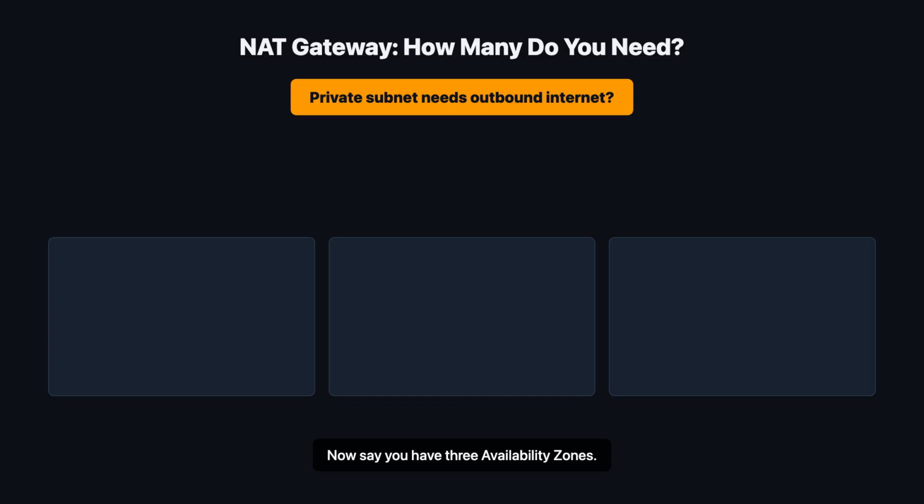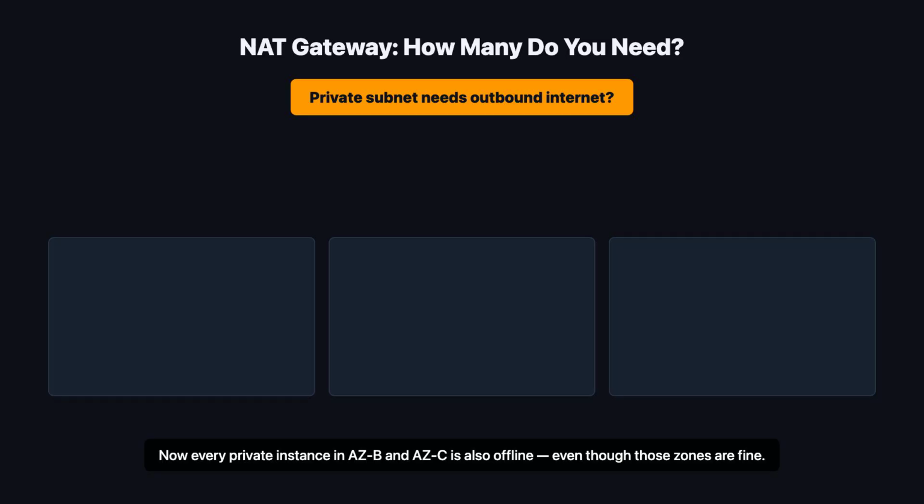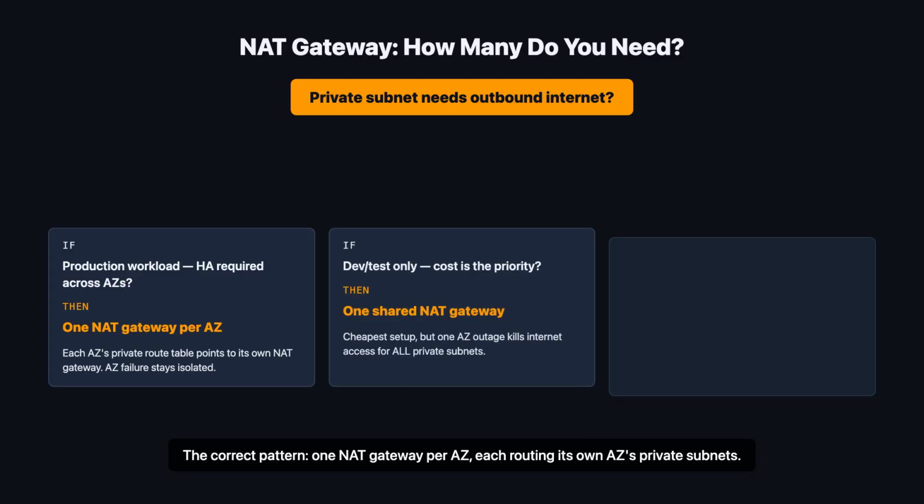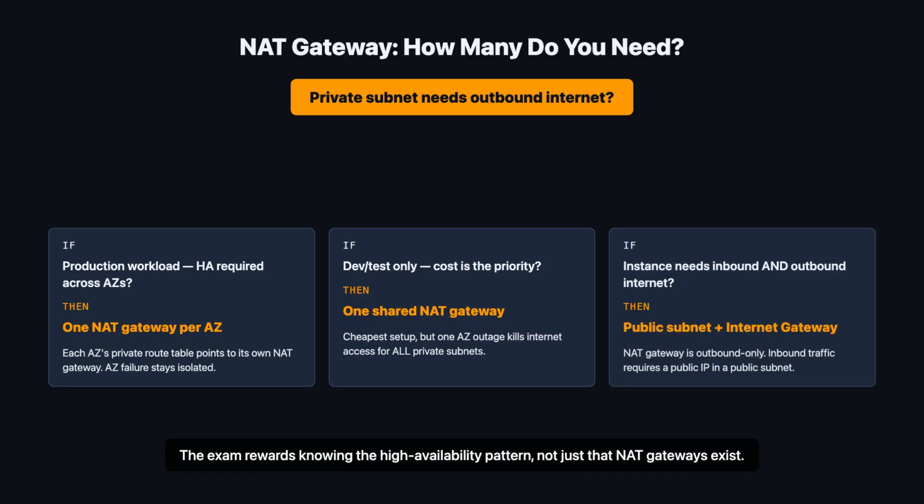Now say you have 3 availability zones. You put one NAT gateway in AZ A only. AZ A fails. Now every private instance in AZ B and AZ C is also offline, even though those zones are fine. That's the trap. The correct pattern: one NAT gateway per AZ, each routing its own AZ's private subnets. That way, an AZ failure stays isolated. The exam rewards knowing the high availability pattern, not just that NAT gateways exist.